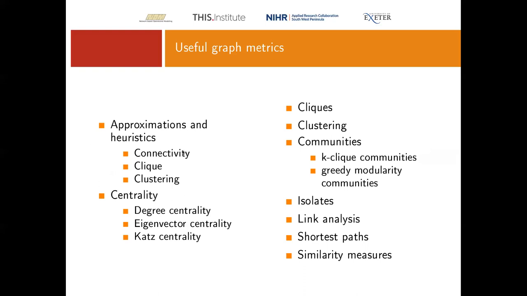And this is particularly true for looking at how nodes cluster together, because there's loads of different ways that they can cluster together. And so you have these approximations and heuristics that come up with shortcuts for calculating how nodes are connected and how connected they are in relation to other nodes. Then we get a lot around centrality. So looking at degree centrality, eigenvector centrality, and Katz centrality. And these are just different ways of looking at how important a node is in relation to the rest of the network and how interconnected it is.